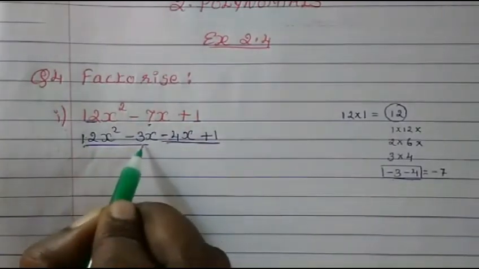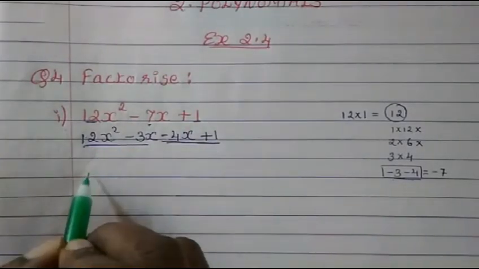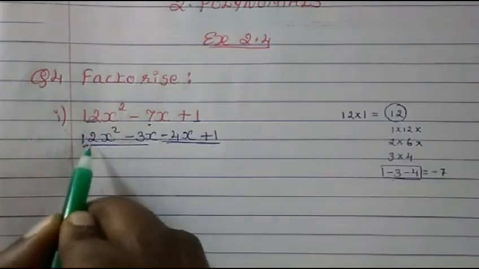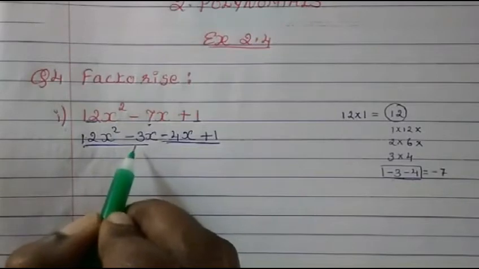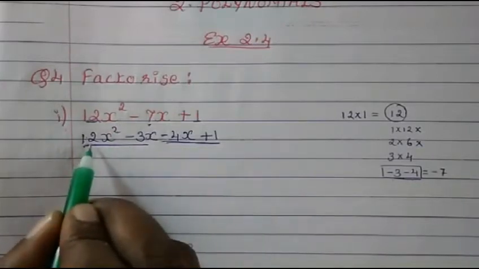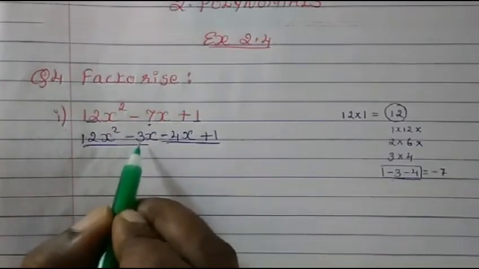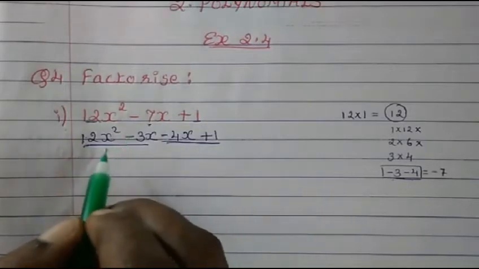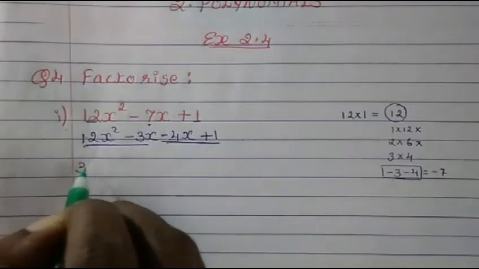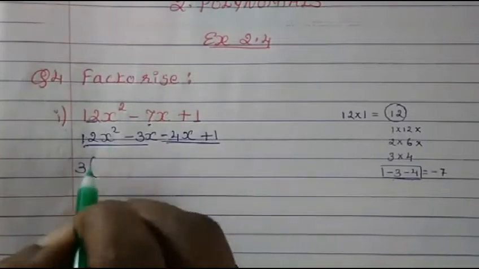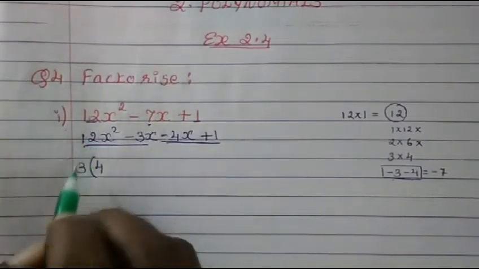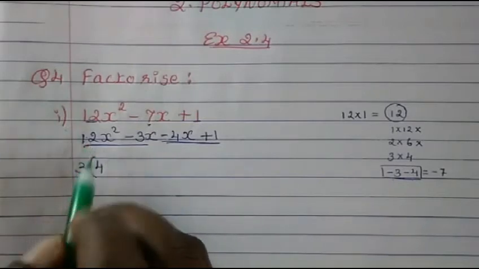In this pair, which number can we take out common, or in which table can both these numbers be divided? In 12, with 3 you can divide completely, and 3 also divides here 4 times to give 12. So let's take 3 out. Now how many times do we multiply to get 12? 4 times. So 3 into 4 is 12.